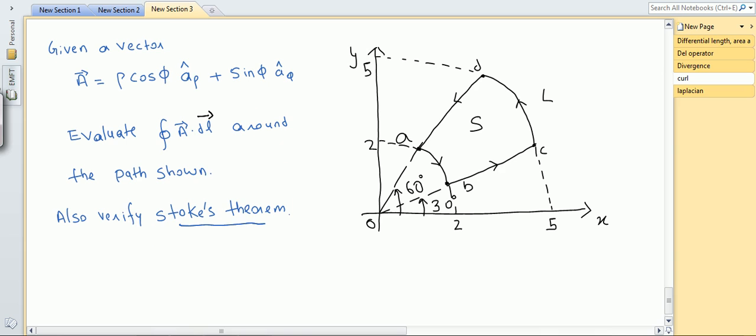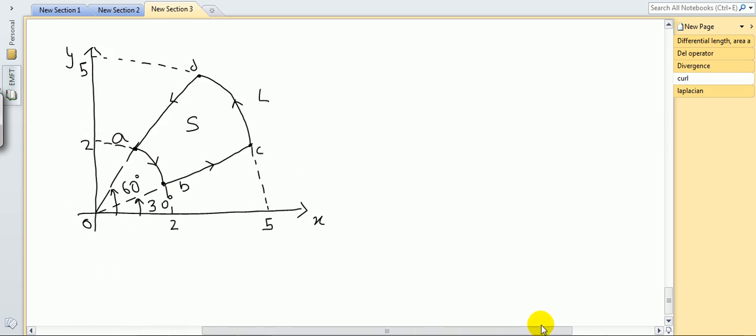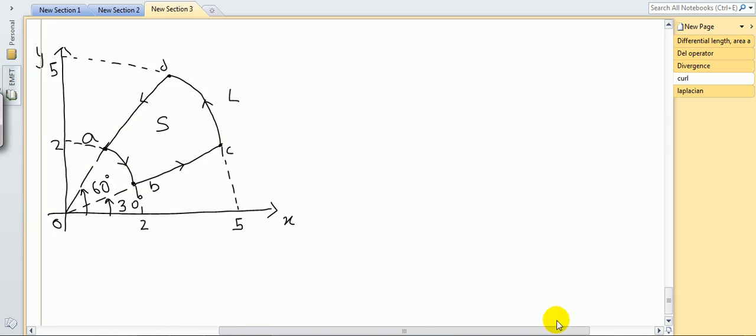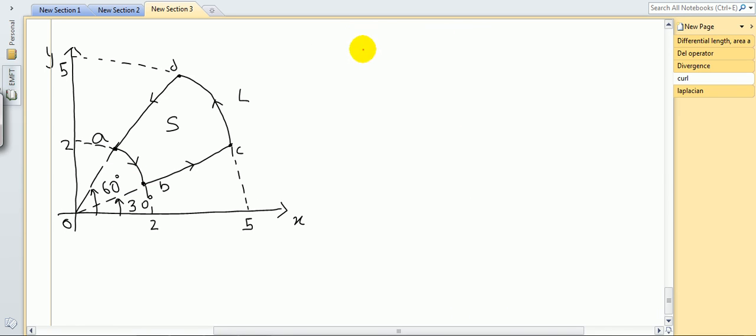So how can we solve this? Let us first find A dot dl. For A dot dl, I have to consider this path. So first I have to find for AB, then from B to C, then from C to D, then from D to A. So I have to solve for every path. So I will take this figure here, and I will find A dot dl.